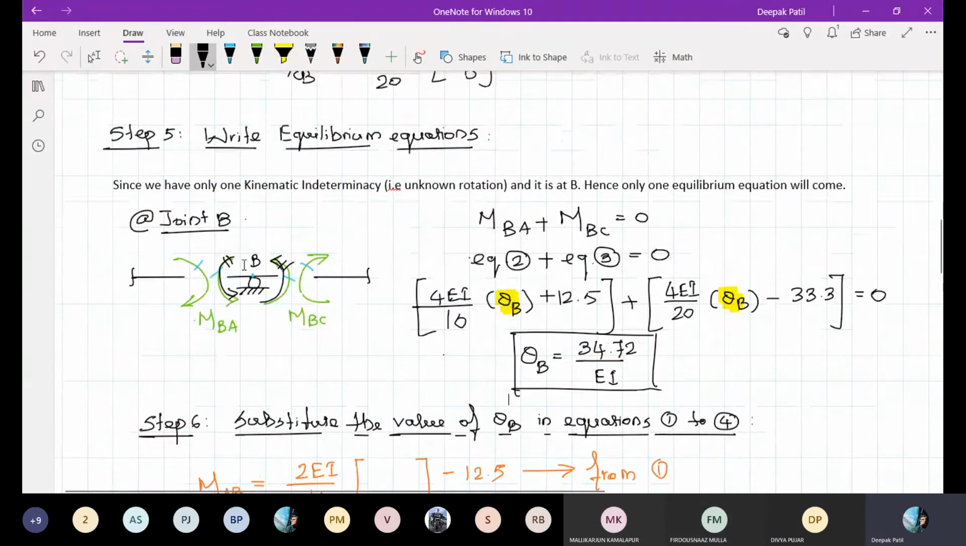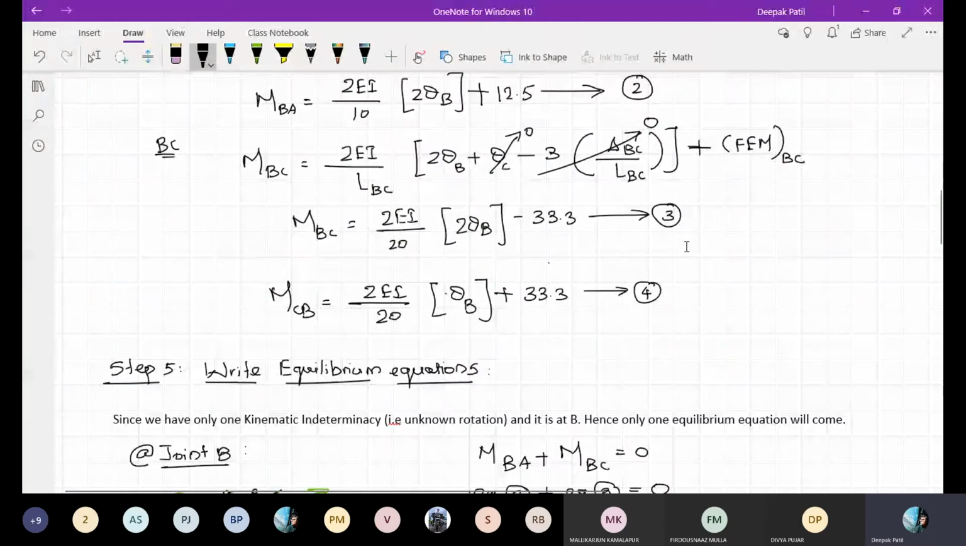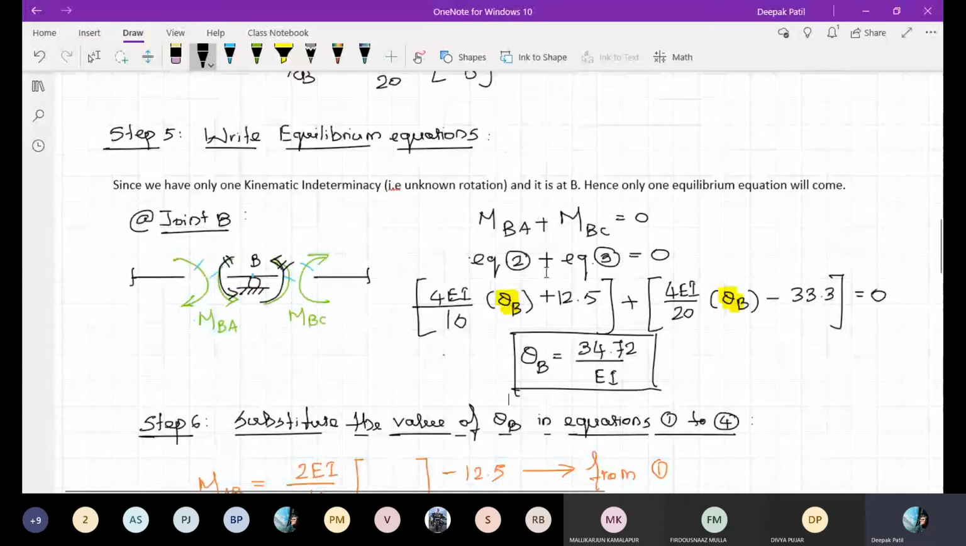I wrote an equilibrium equation at joint B, that is MBA plus MBC equal to 0. Why am I writing MBA plus MBC equal to 0? I know that the net moment at B should be equal to 0 because it's a roller support. For MBA and MBC, I have already written the slope deflection equations here, that is equation 2 and equation 3. So I'm taking equation 2 plus equation 3.